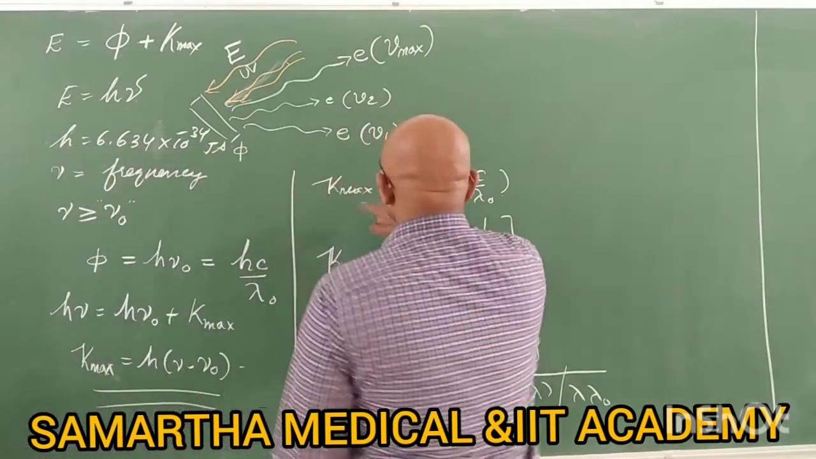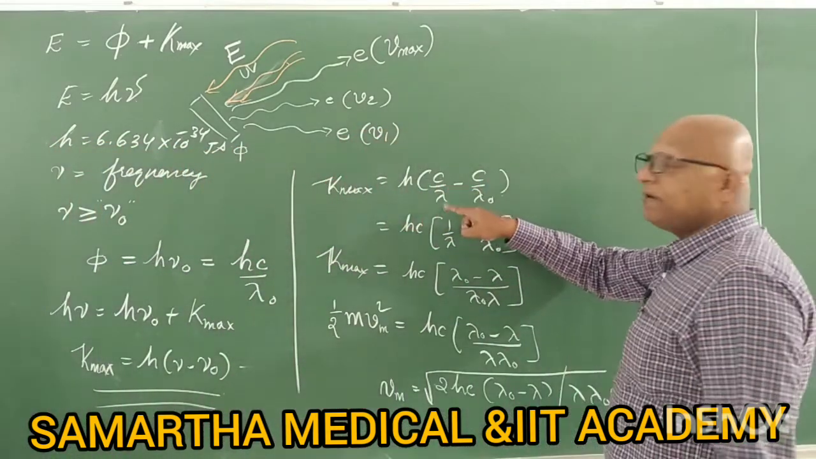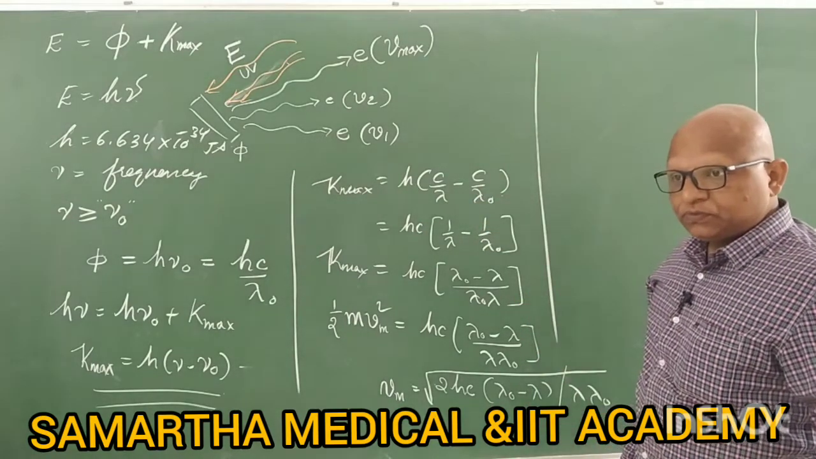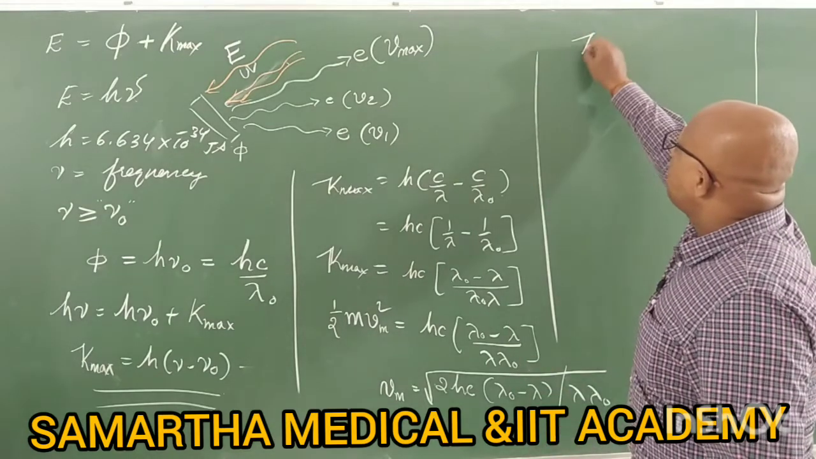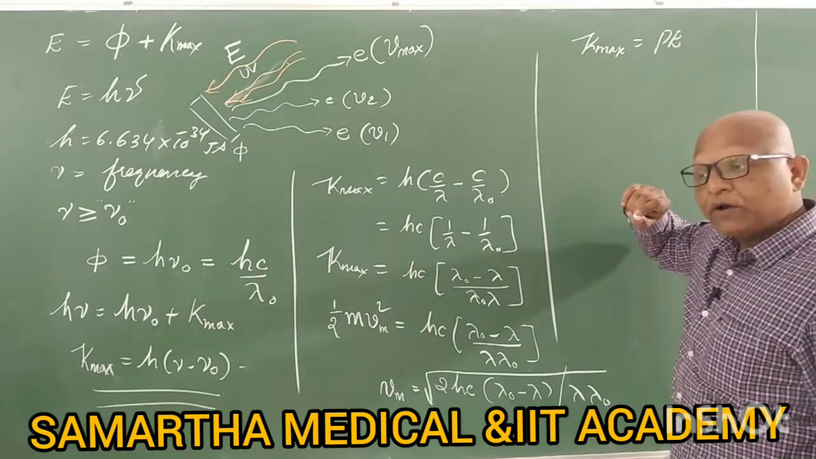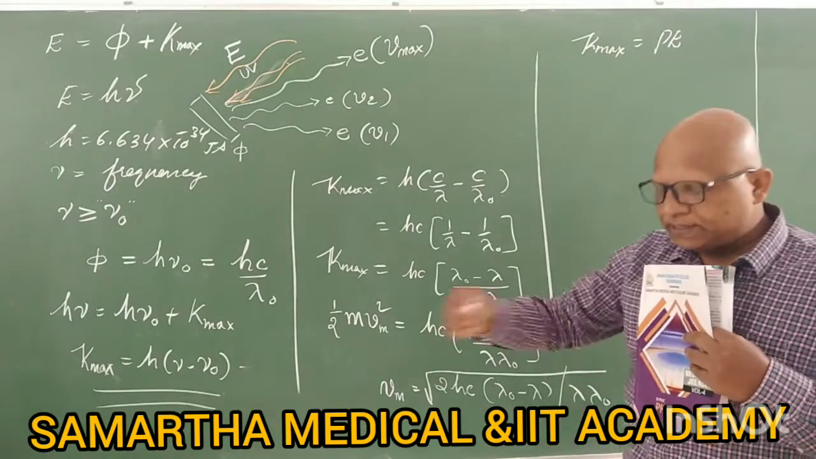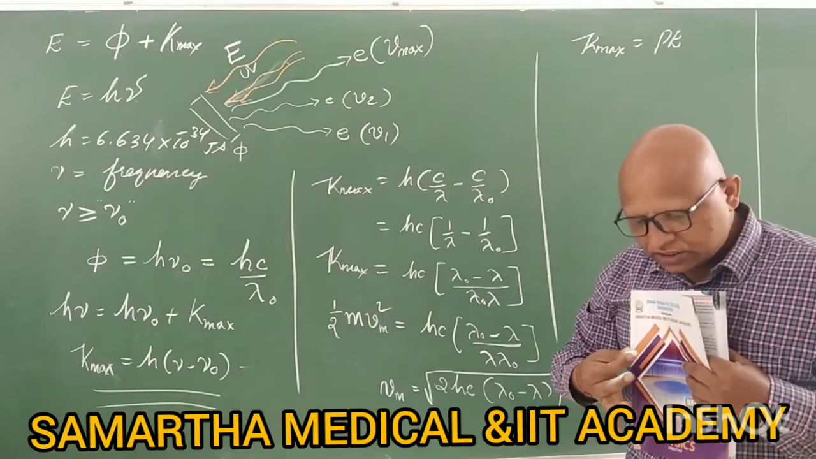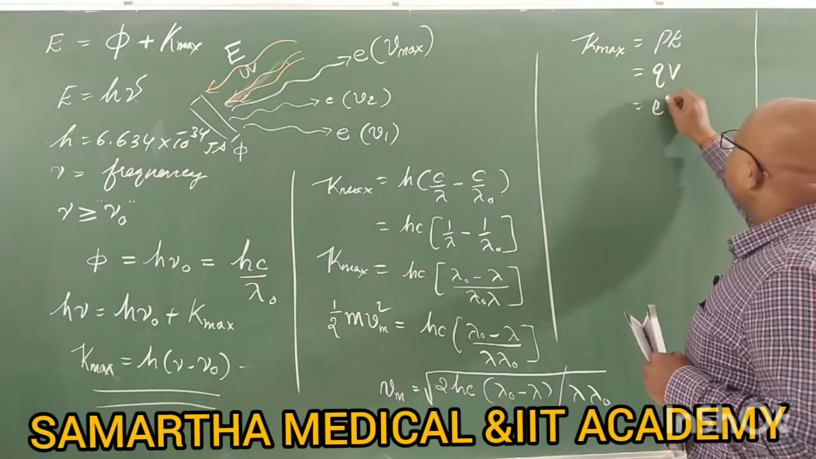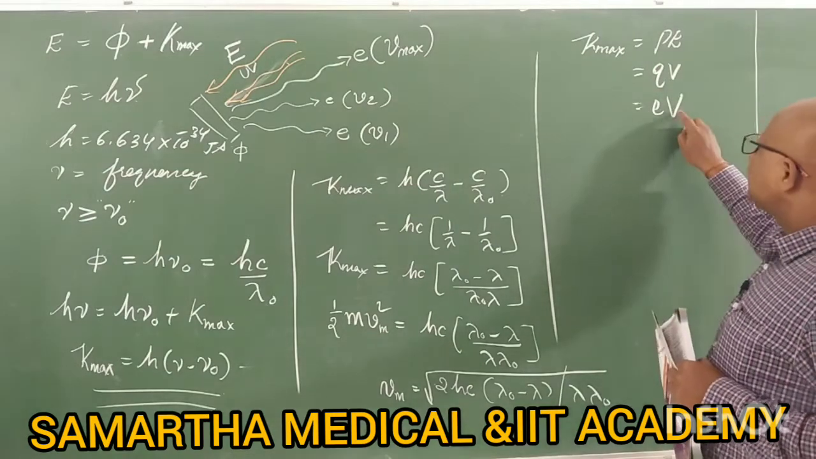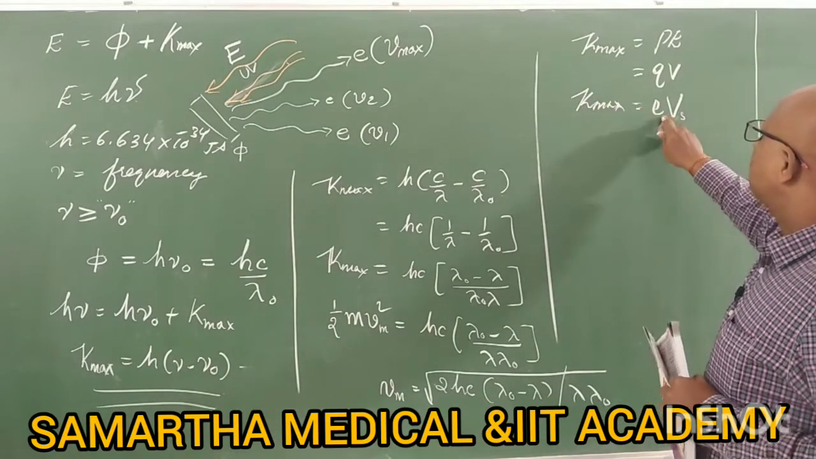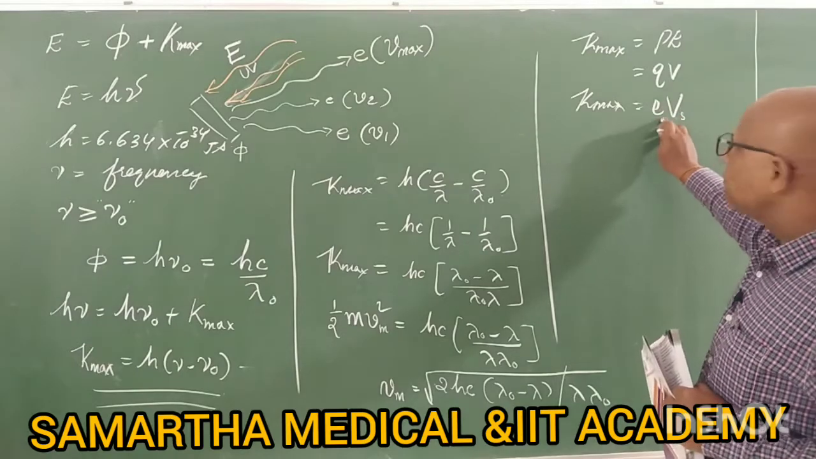You can also use the same expression Kmax is equal to h into c by lambda minus c by lambda naught in terms of the stopping potential, because we also know that Kmax is equal to potential energy of the anode plate. Whenever potential energy of the anode plate becomes exactly equal to the kinetic energy of electrons, we will calculate that it is Q into V, that is nothing but e into Vs. So at the stopping potential, the maximum energy of electrons will be equal to e times Vs.